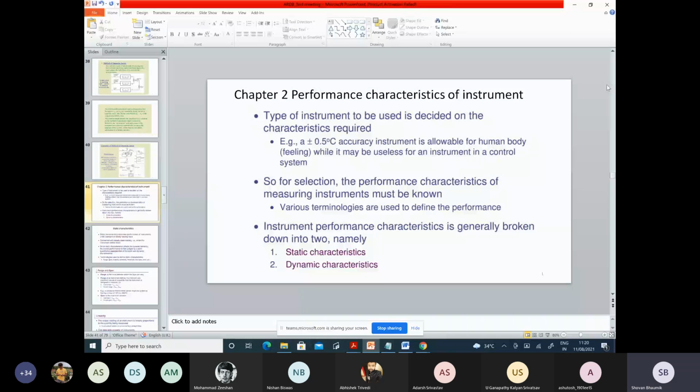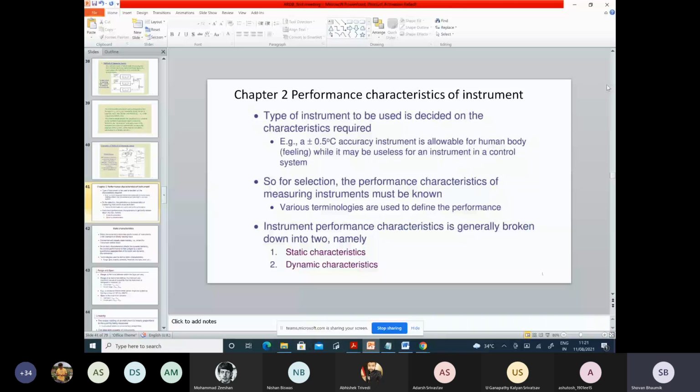If you want to measure dynamic input, what is the meaning of dynamic input? When the input is changing with time quite rapidly or considerably, then you have to consider a separate type of performance characteristics. So first thing is what is your input, whether it is static or dynamic. So let's focus on the static input.